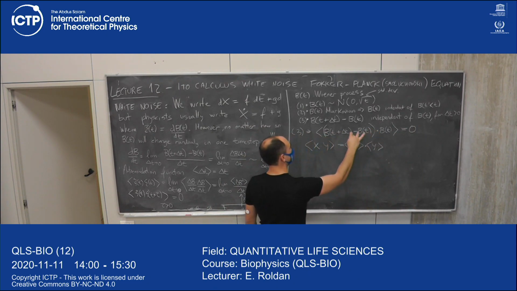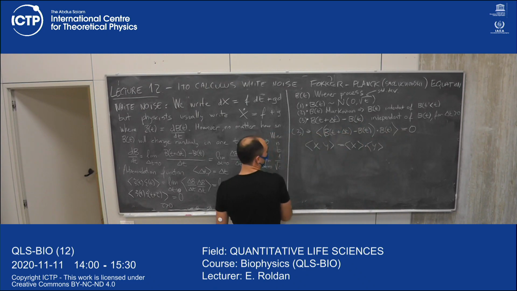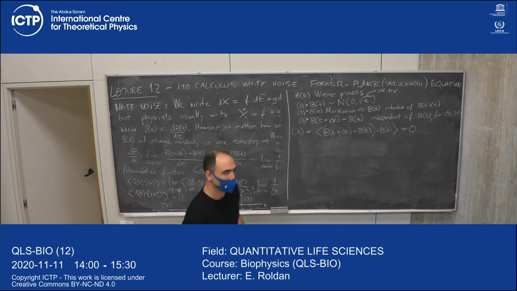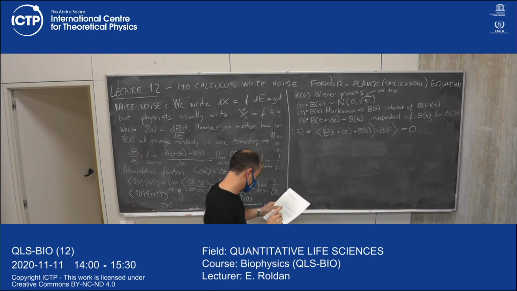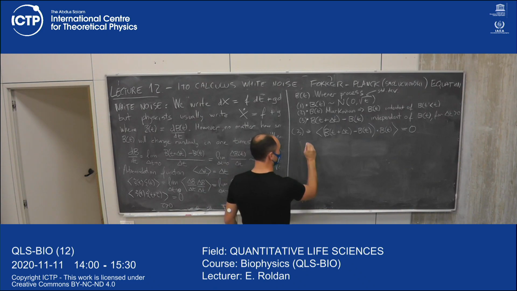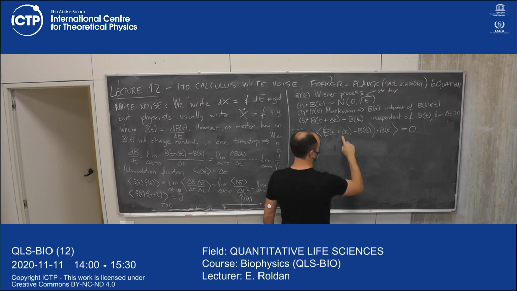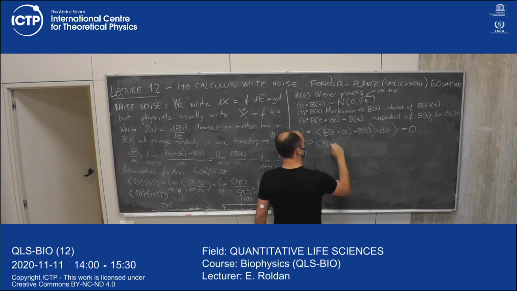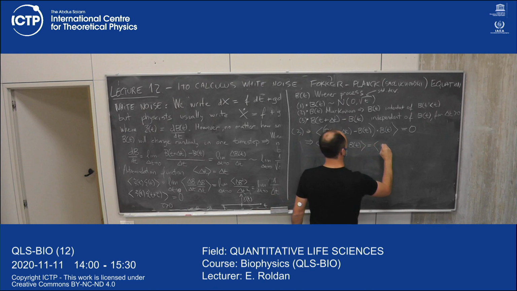Okay? Independence in this process, because the average of B(t) is 0, implies this. Fine. So independence means you can take an average and break it into the product of the averages. It implies this, which means what Said was saying. So this property implies what Said was saying. We break it in two parts: B(t plus delta t) times B(t) equals B squared of t.